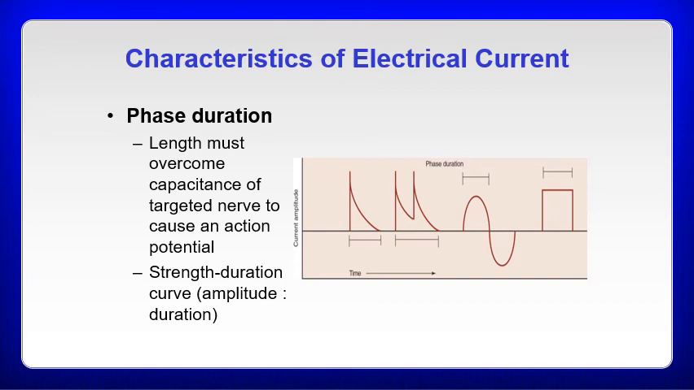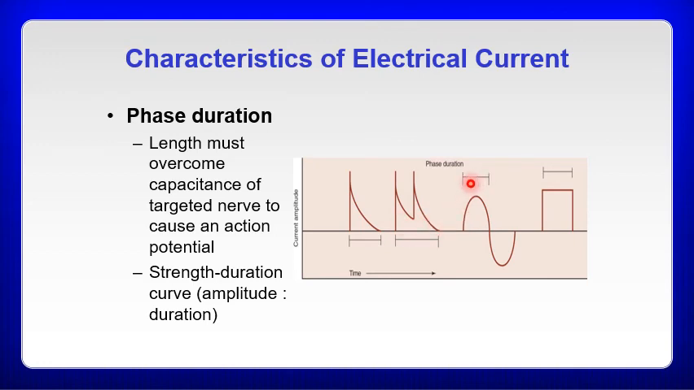Phase duration. We talked about phase duration already. It's the duration of the individual phase of a current, the time it takes to leave the isoelectric line and return to it. If you have a biphasic pulse, you have two phase durations for each pulse, or you could have monophasic where the phase and pulse duration are going to be the same. So this would be a monophasic waveform here, because you're not going below, you're not going into the negative with this. So in that case, the phase and the pulse duration are the same.